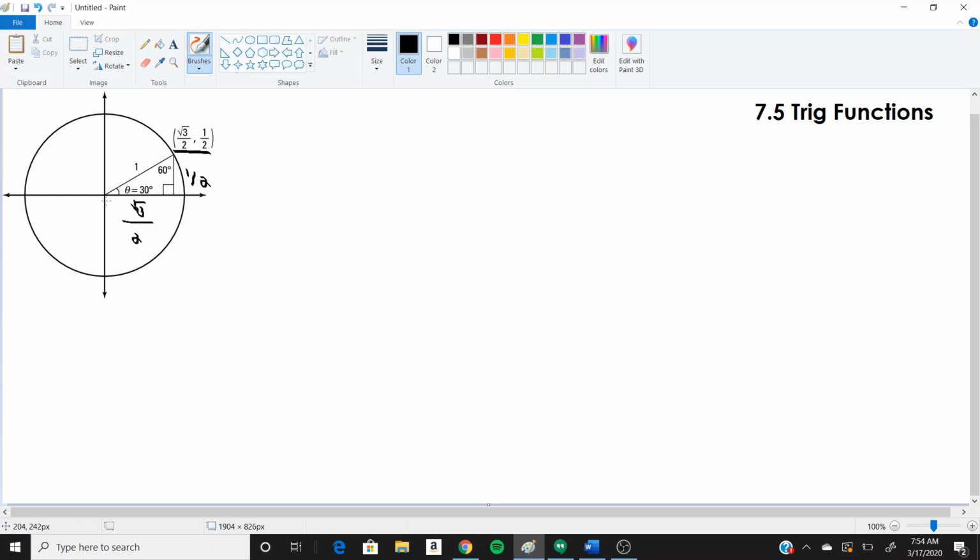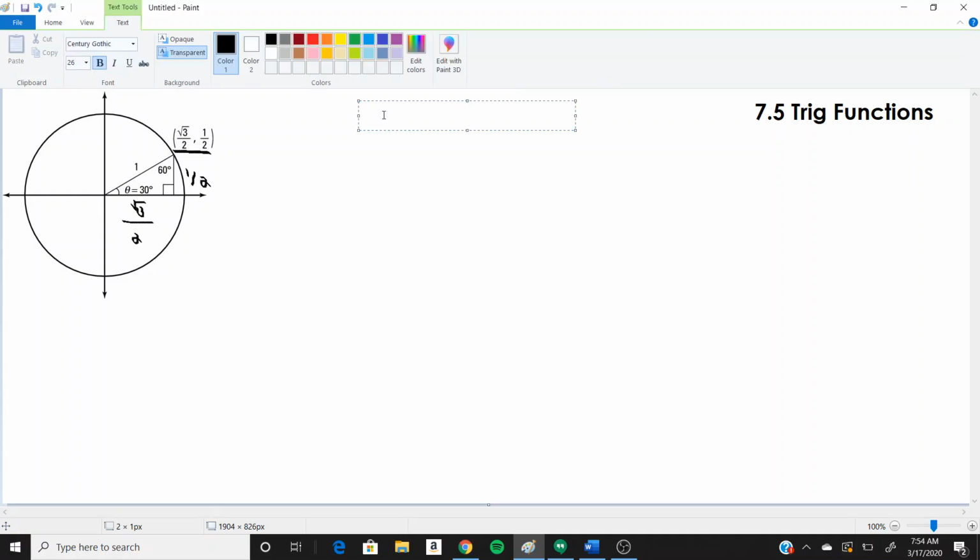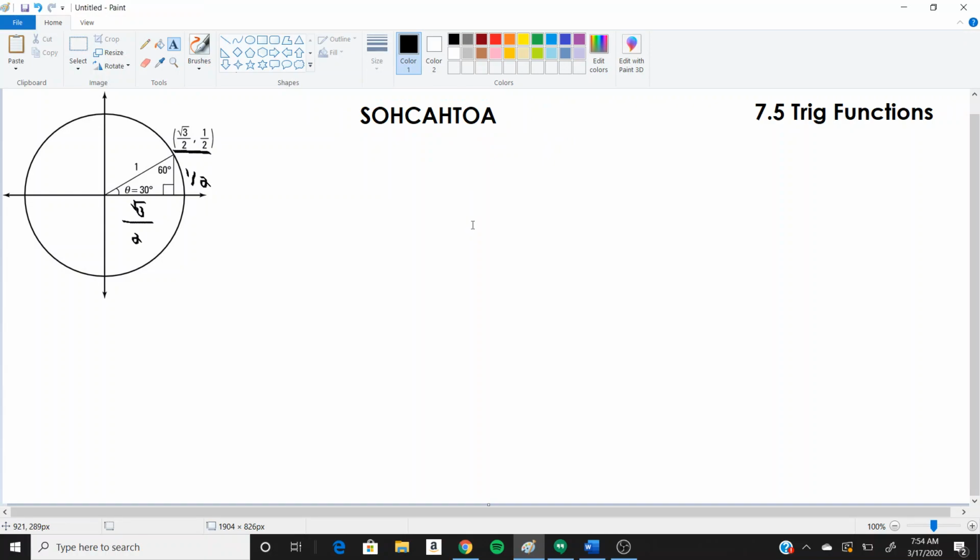So the x value was how far we went over on the x-axis, root 3 over 2, and the y value is how far we went up, which was 1 half. So today we are going to evaluate these different angles. We're going to analyze them using sine, cosine, and tangent, using SOHCAHTOA. You'll remember that SOHCAHTOA stands for sine is opposite over hypotenuse, cosine is adjacent over hypotenuse, and tangent is opposite over adjacent.